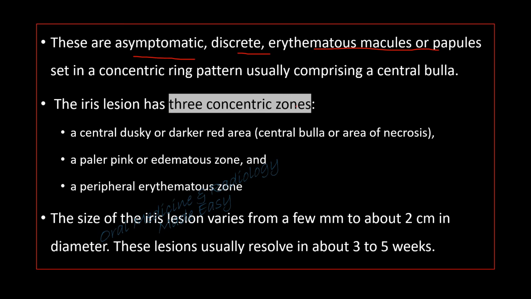This lesion has three concentric zones. The central dusky or darker red area, which is nothing but the central bulla or area of necrosis, then a pale pink or edematous zone, and a peripheral erythematous zone. The size of the lesion varies from a few millimeters to 2 centimeters in diameter. These lesions usually resolve in 3 to 5 weeks.